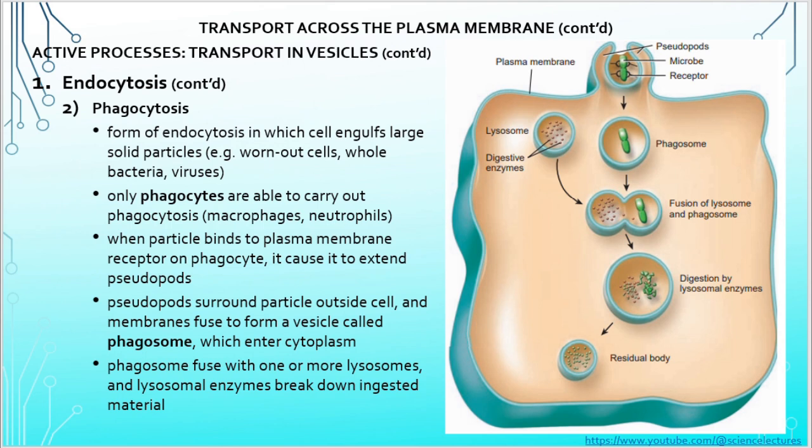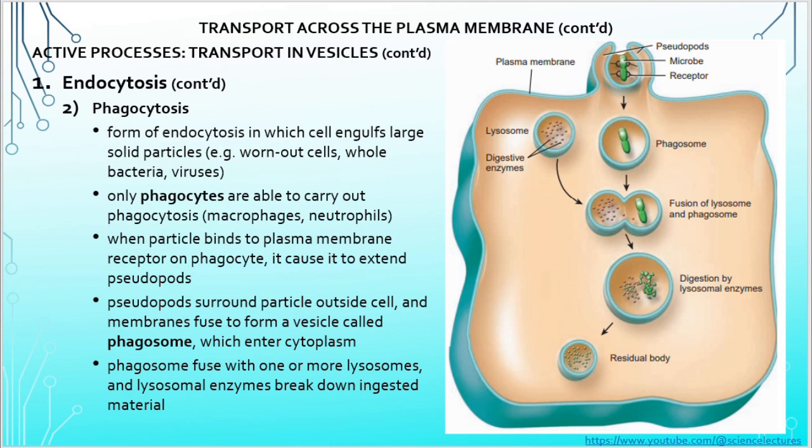Phagocytosis is a form of endocytosis in which the cell engulfs large solid particles, such as worn-out cells or bacteria, viruses. Only a few body cells called phagocytes are able to carry out phagocytosis. Two main types of phagocytes are the macrophages, located in many body tissues, and the neutrophils, a type of white blood cell.